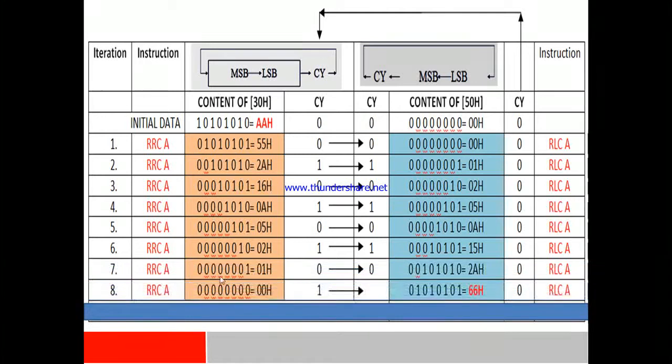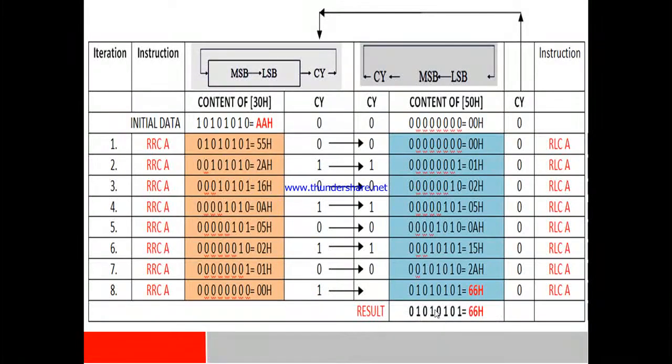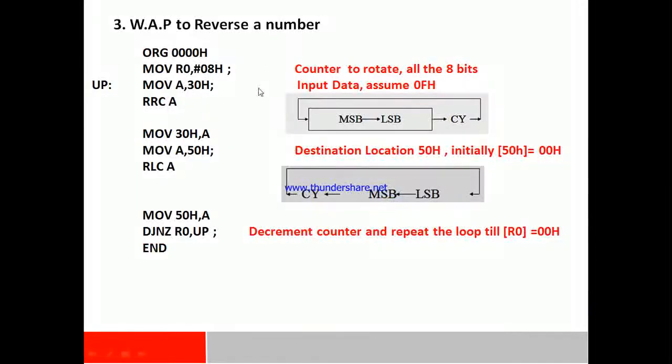Likewise, at the 8th iteration, your original content 30H becomes 00H, and your 50H will be holding the reversed data, which is equivalently 66H. It is completely reversed. Your 0 moved to here, and your LSB moves to the MSB, your MSB moves to the LSB. So the result is this. In this way, this program serves the purpose to reverse a number, and finally the result will be available in this location.